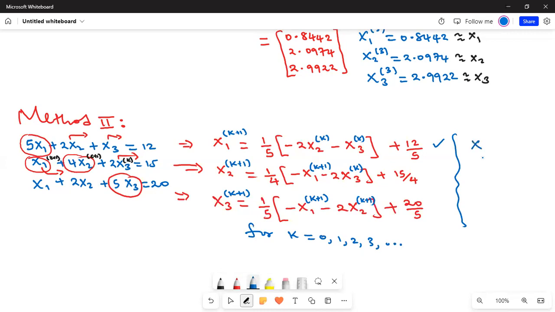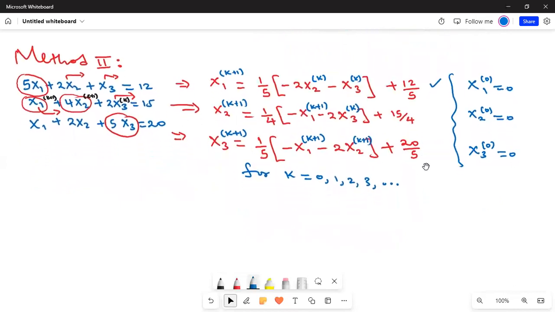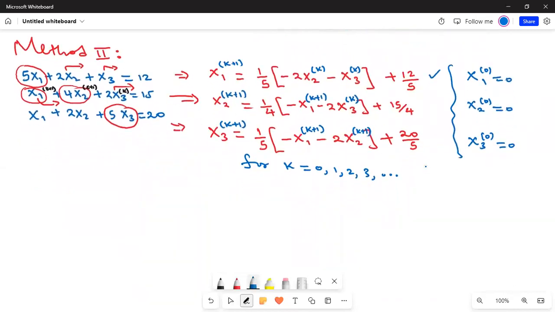for k is equals to 0, 1, 2, 3, etc. And remember that x1 at level 0 is 0, x2 at level 0 is also 0, x3 at level 0 is also 0. So let's start performing the iterations. First iteration, in this case you put k is equals to 0.